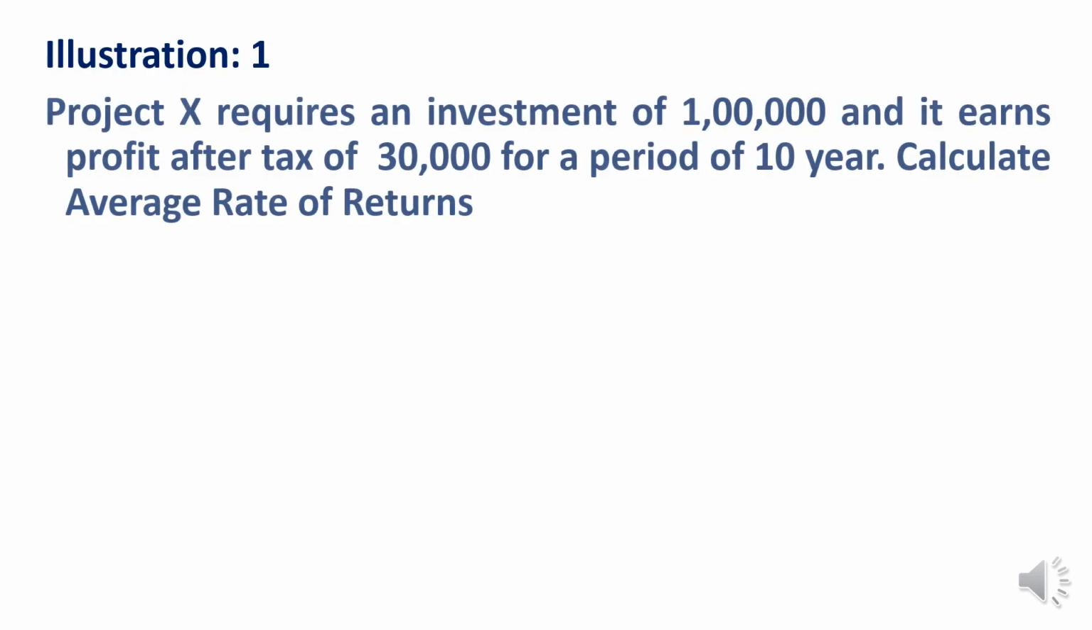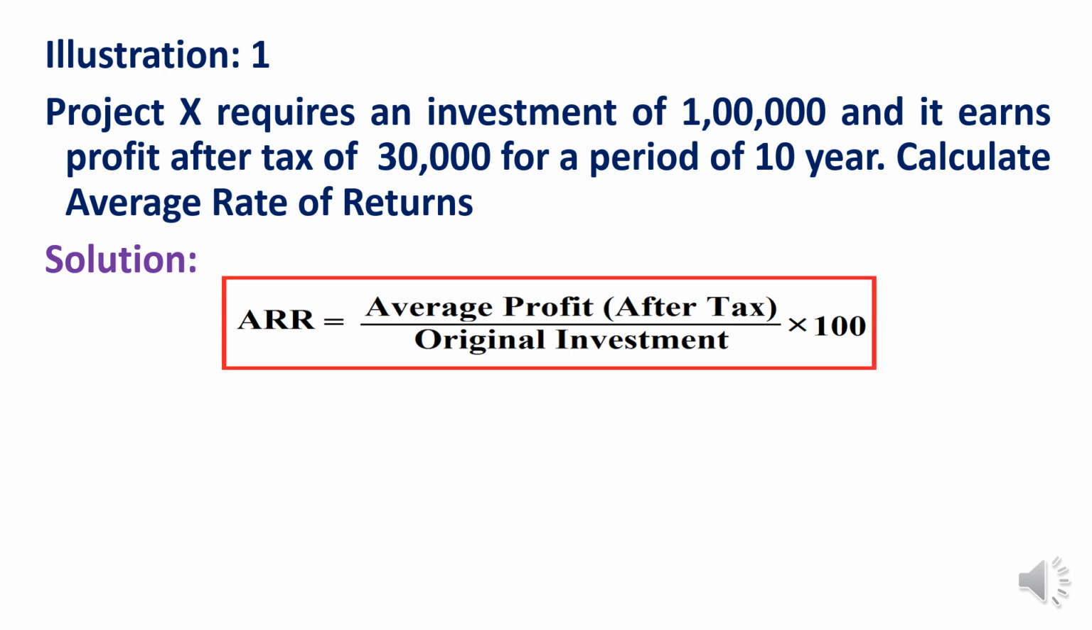This is illustration 1. Project X requires an investment of 1 lakh and it earns a profit after tax of 30,000 for a period of 10 years. Every year 30,000 the project is earning for 10 years. Calculate average rate of return. Very simple. Apply the formula: ARR is equal to average profit after tax divided by original investment into 100. So ARR is equal to average profit after tax, which is directly given in the question, that is 30,000.